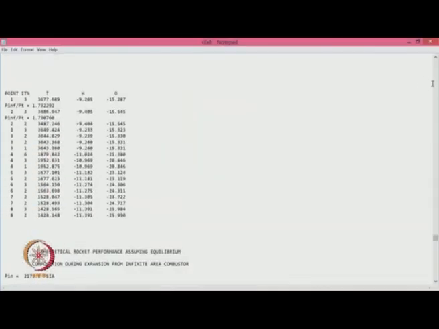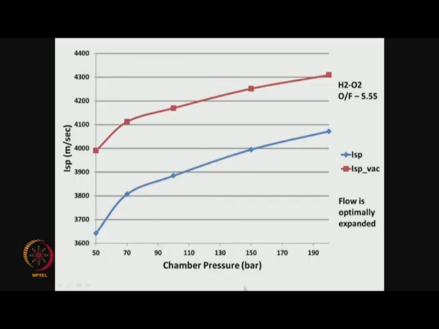This is for liquid propellants. The same information is shown here in this graph, which shows on the x axis chamber pressure and ISP on the y axis. There are two ISP graphs here. One is ISP at sea level, which is indicated by this blue line, and there is ISP vacuum, which is indicated by this red line, which is usually higher. Both these are for the hydrogen and oxygen system at an O by F of 5.55, and at all these pressures the area ratio of the nozzle is such that the flow is optimally expanded.